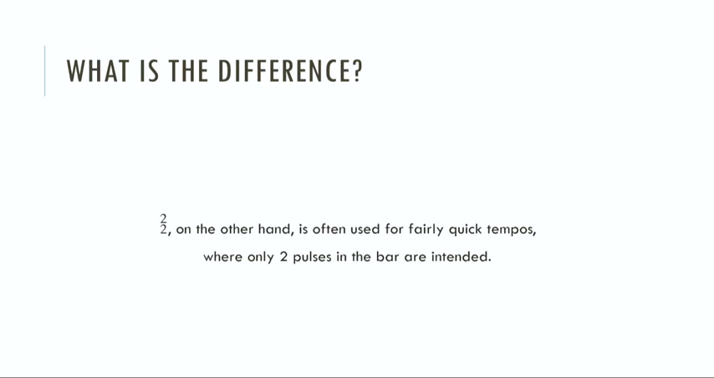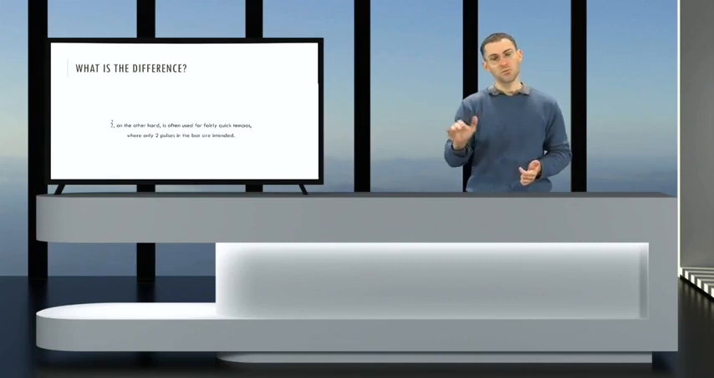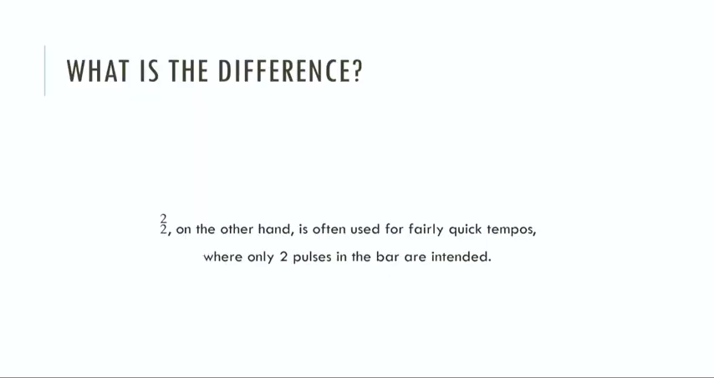2/2, on the other hand, is often used for fairly quick tempos. Now remember, we're counting in 2 pulses per bar. 1, 2, 3, 4, 1, 2, 3, 4, where the pulse is 2, but there are 4 beats in the bar. Okay, so 2/2 is for faster music, usually, not always, but usually, and 4/4 is for moderate and slower music.